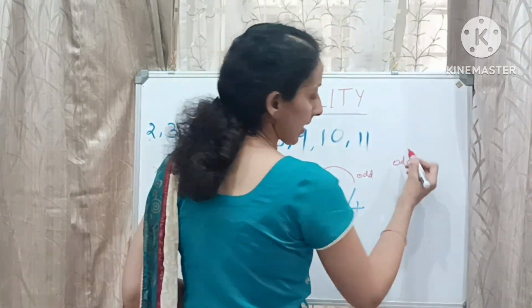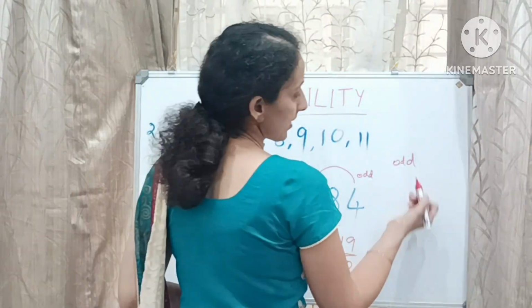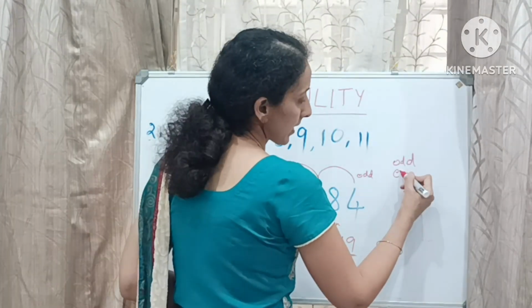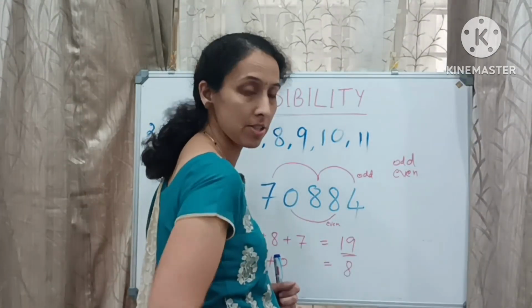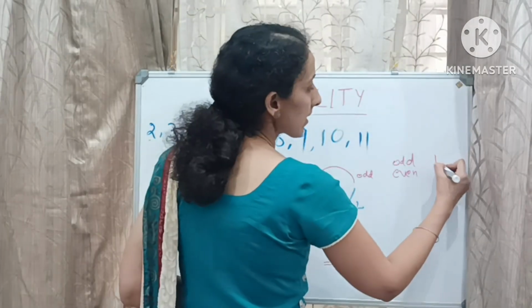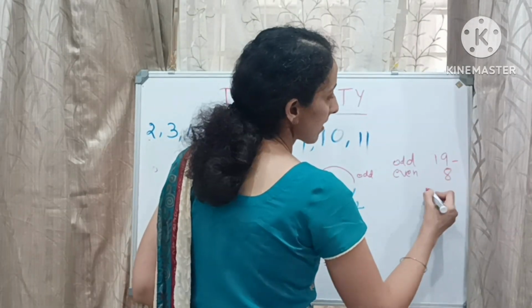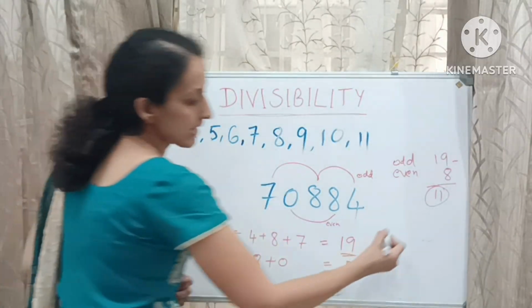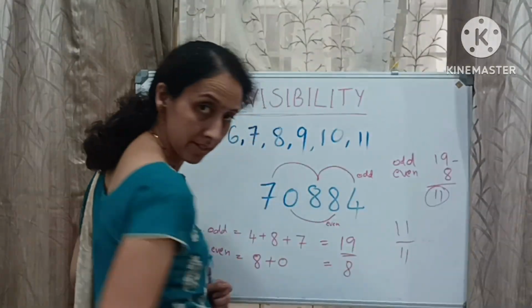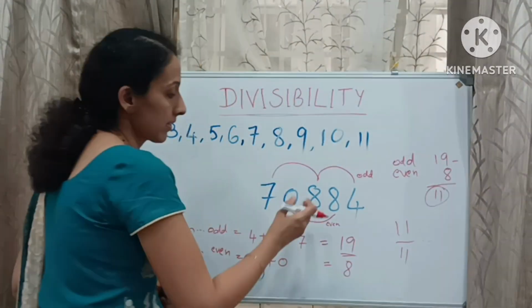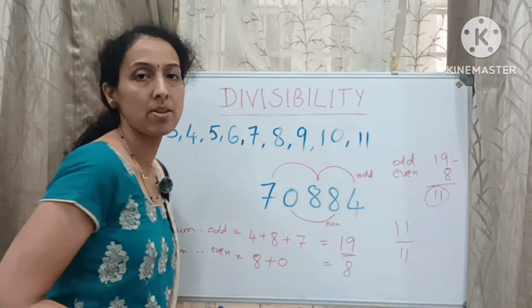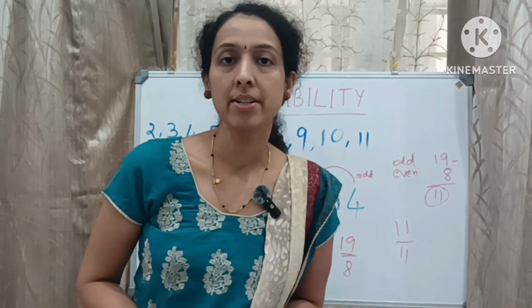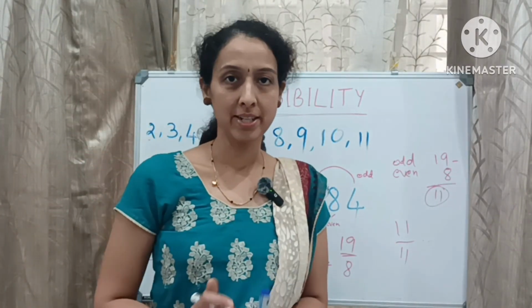Now let us subtract the sum of digits in even places from the sum of digits in odd places, that is 19 minus 8, which gives us 11. 11 is divisible by 11, that is why this entire number 70,884 is divisible by 11.